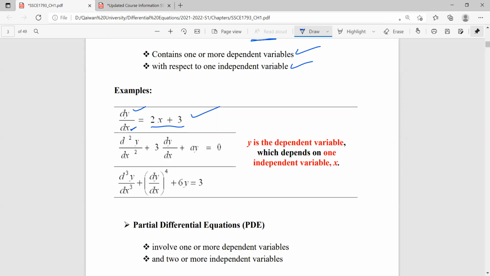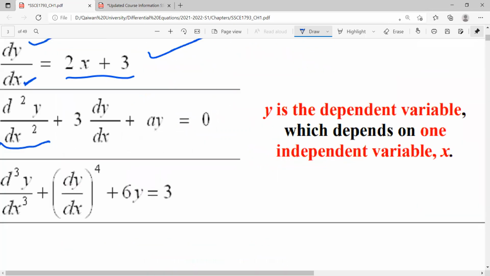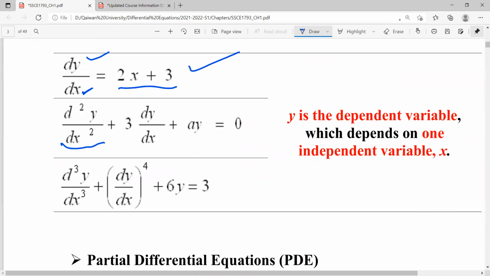And here we have the second one: d squared y by dx squared plus 3 dy by dx plus ay equals 0. Here a is a constant. The dependent variable here is y, and the independent variable is x.